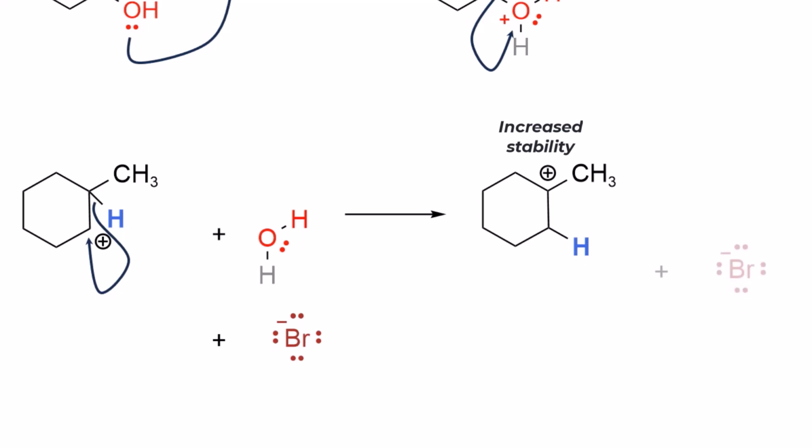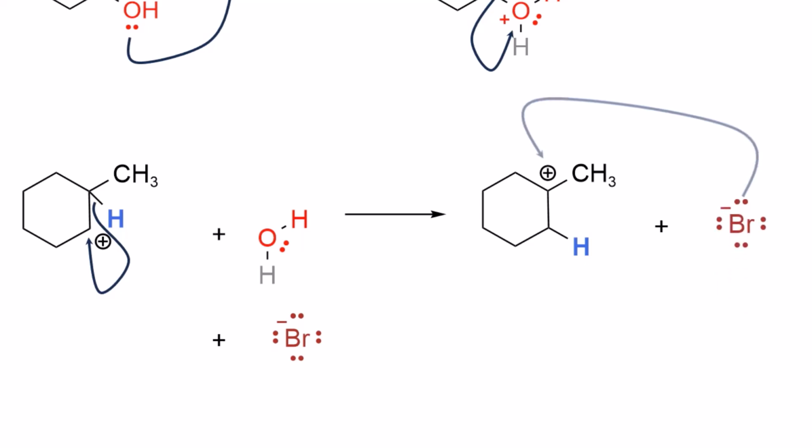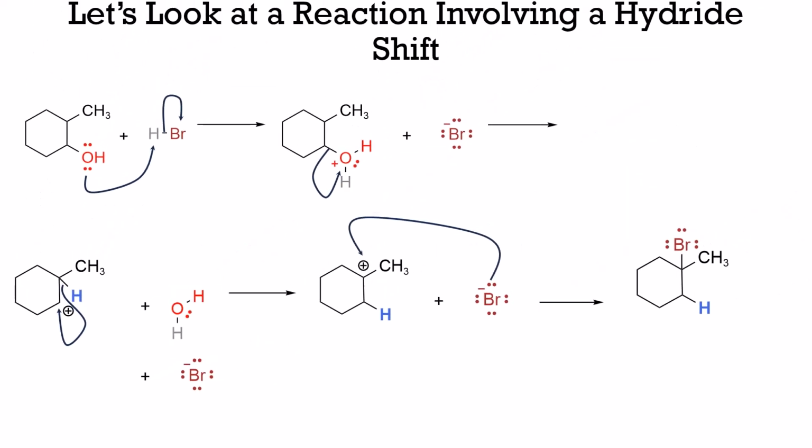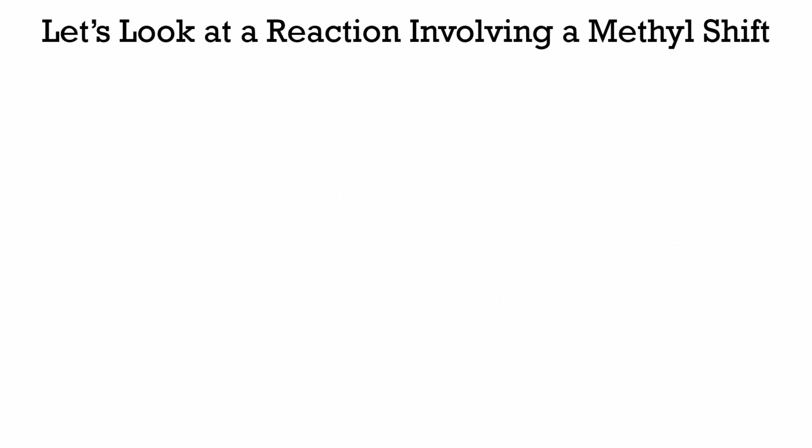The final step is just to react that with bromine, and I have that arrow showing that, and this is my product. But the intermediate carbocation is what we dealt with, and that hydrogen shifting over caused that carbocation to go from secondary to tertiary, and in turn it made it more stable. All right, so let's look at another reaction. Now we're going to look at a methyl shift.